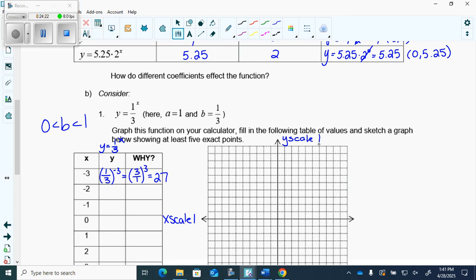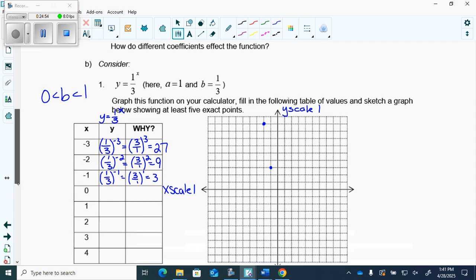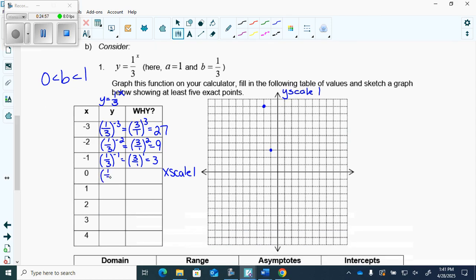Okay, then here I'm going to get 1/3 to the -2, which is the same as 3/1 to the +2, which is 9. 1, 2, 3, 4, 5, 6, 7, 8, 9. Then here I get 1/3 to the -1, which is 3/1 to the 1, which is 3. And here we get 1/3 to the 0 equals 1.